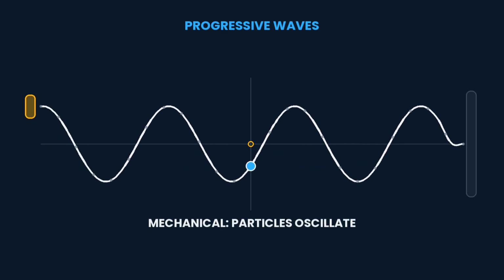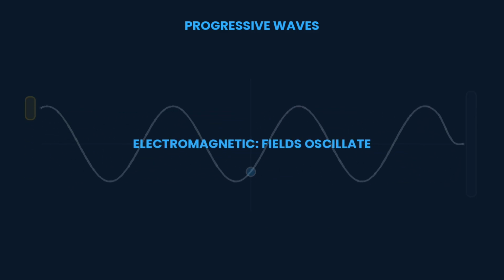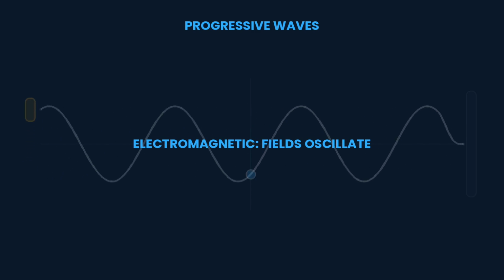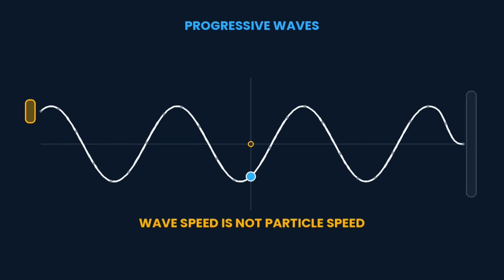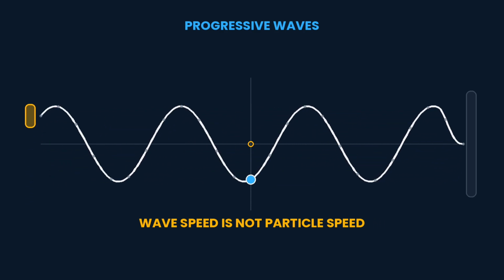In a mechanical wave, particles oscillate about their equilibrium. In an electromagnetic wave, electric and magnetic fields oscillate instead. Here, wave speed is the speed at which the disturbance propagates, not the oscillatory speed of one particle.